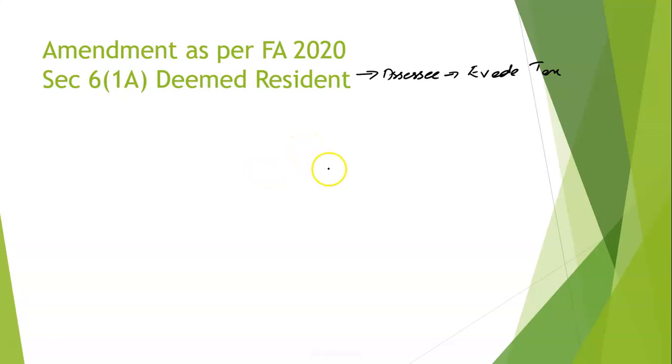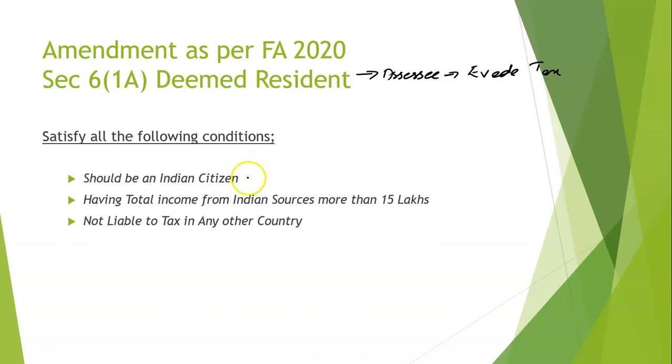Let's see what this section is. An assessee shall be treated as a deemed resident if the assessee satisfies all the following conditions. Condition number 1. The assessee should be an Indian citizen. Number 2. The assessee's total income from Indian sources only should exceed 15 lakhs. So: Indian citizen, and total income from Indian sources alone exceeds 15 lakhs.